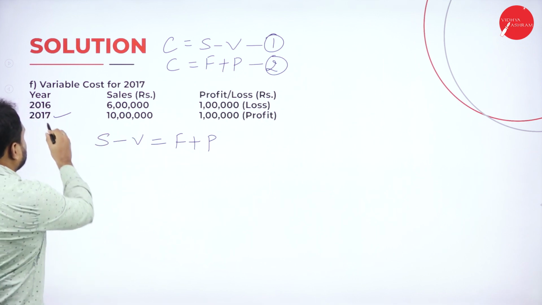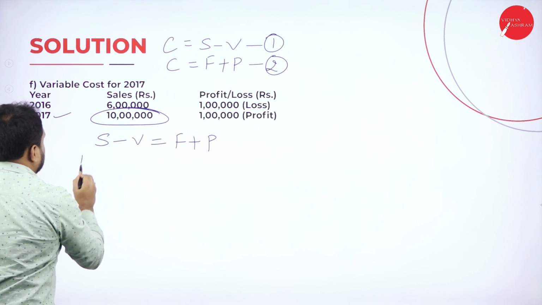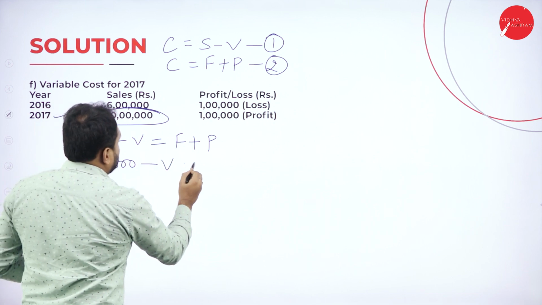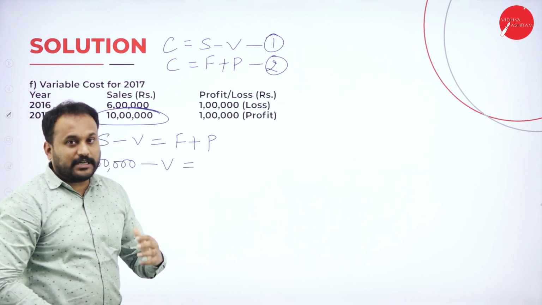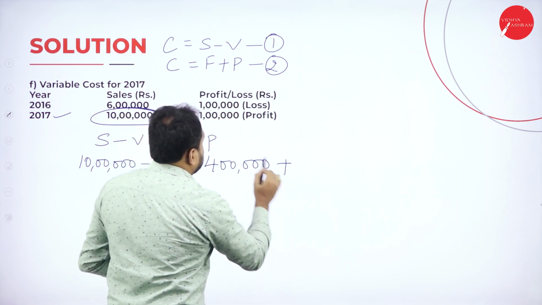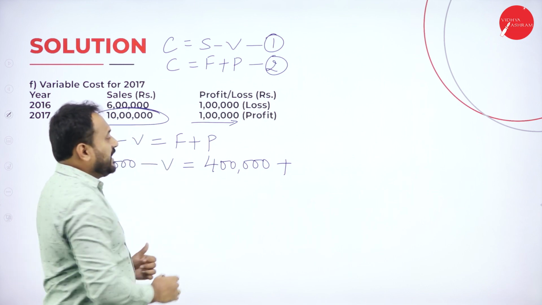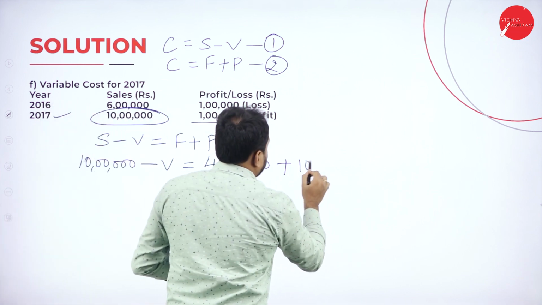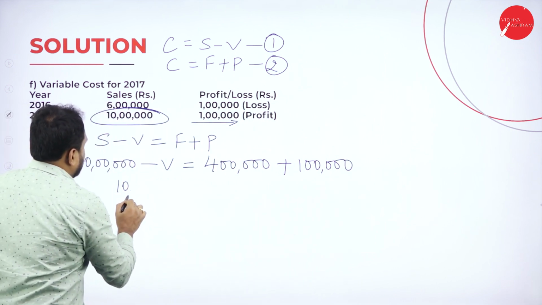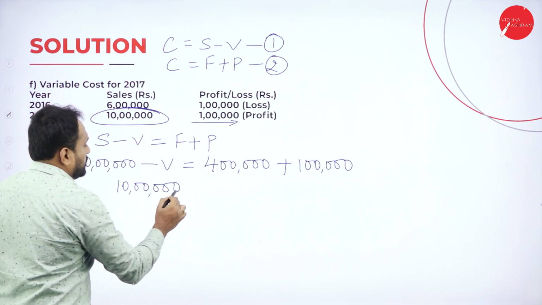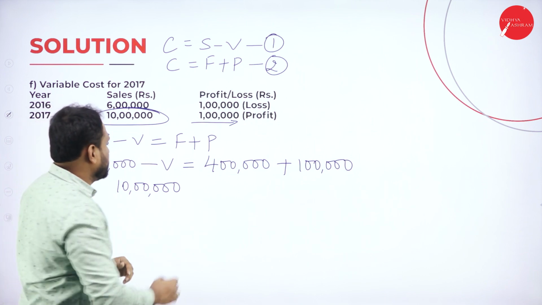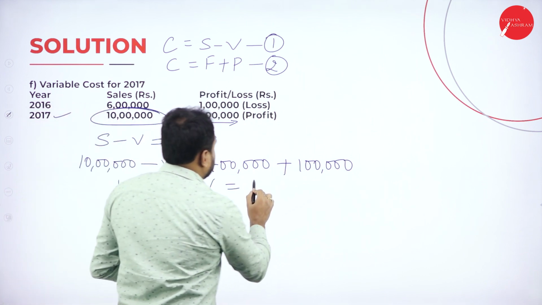Now understand, I'll take 2017 sales. How much is it? 10 lakh. 10 lakh minus variable cost, I don't know, I need to find it. Fixed cost is the same, that is 4 lakh, which we have already calculated. Plus profit of 2017 is how much? That is 1 lakh rupees. So I'll write here 1 lakh. Let's go step by step, no issues. Minus V is equal to 4 plus 1, that is 5 lakh.